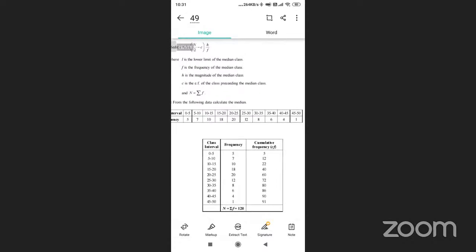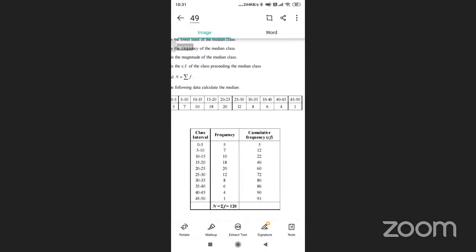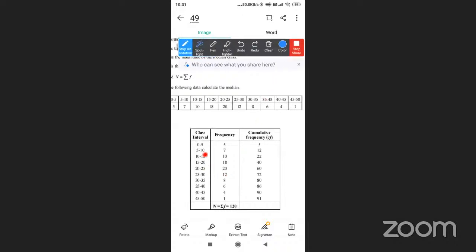Now you can prepare the cumulative frequencies, which are given on the screen. You can see the class intervals 0 to 5, 5 to 10, and you can write the frequencies 5, 7, 10. Now the total is n equal to sigma f equal to 120. You can check whether the total is 120 or not. Now coming to the cumulative frequency, CF.